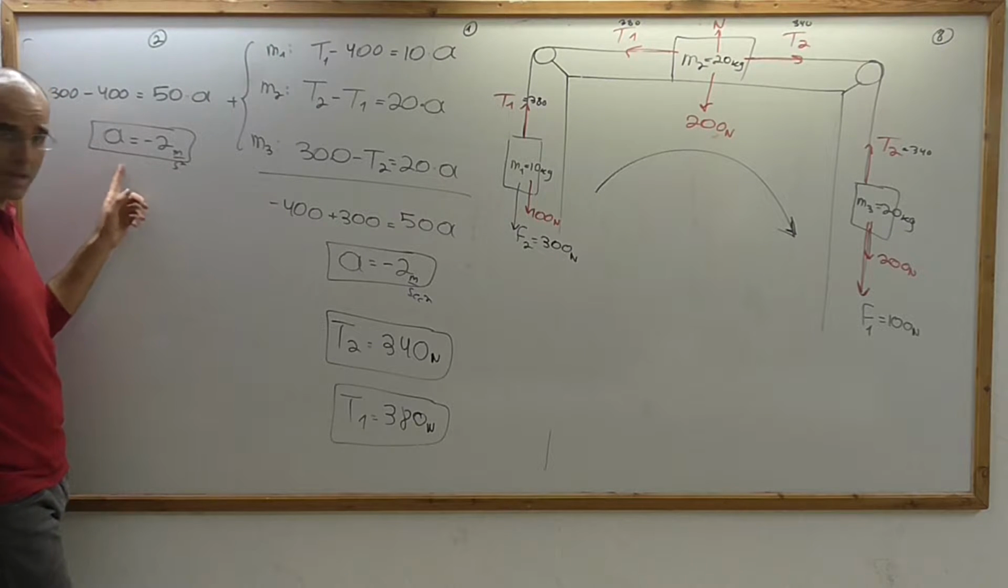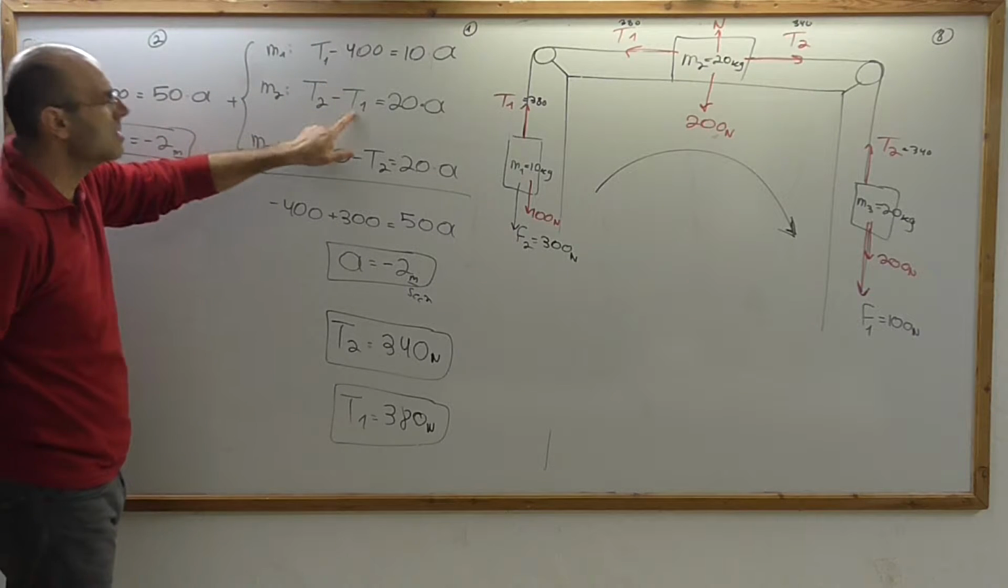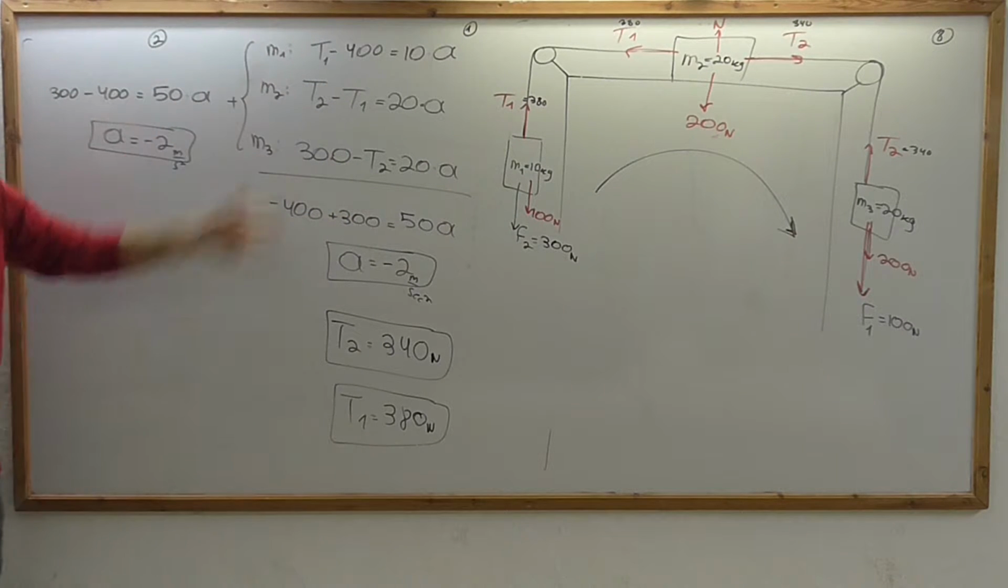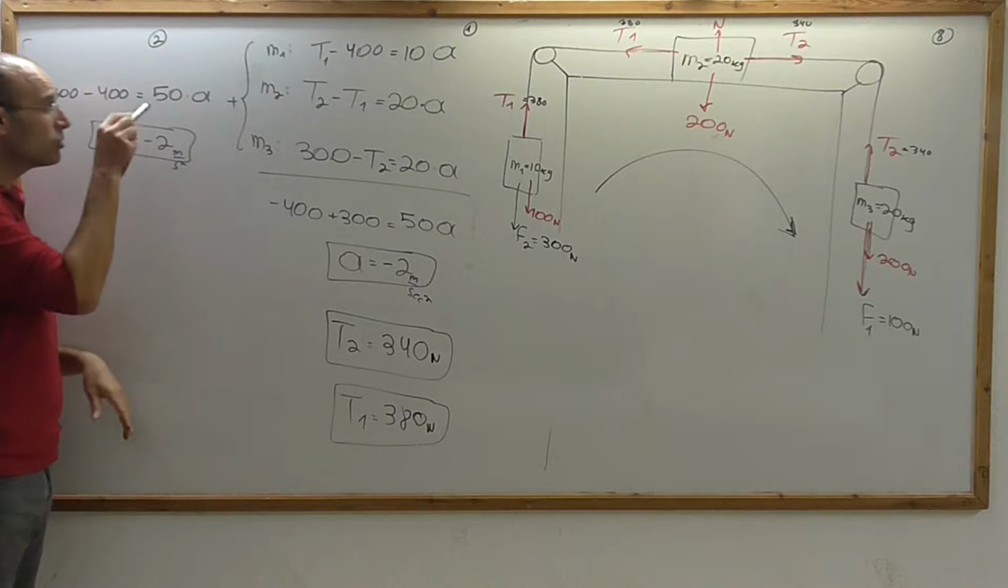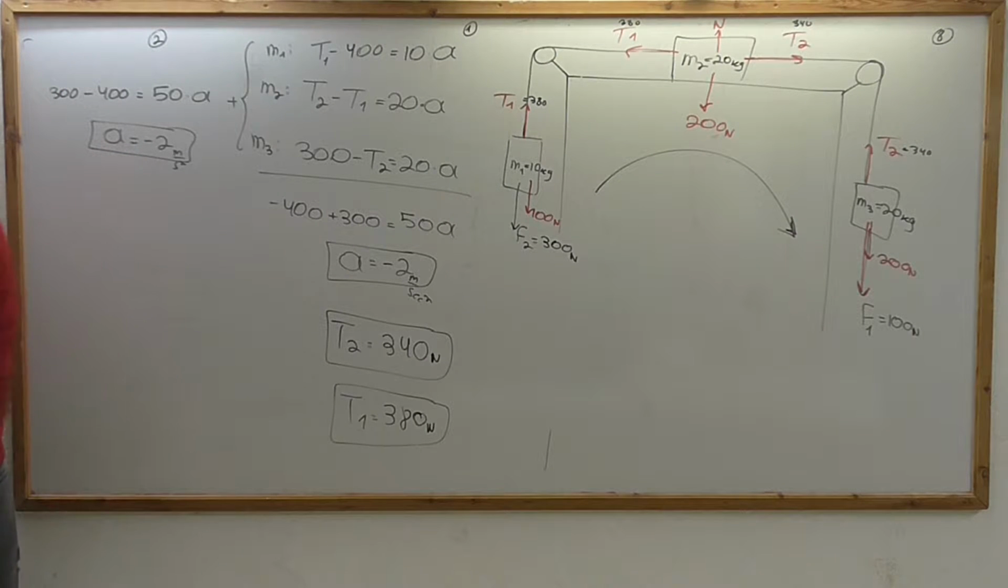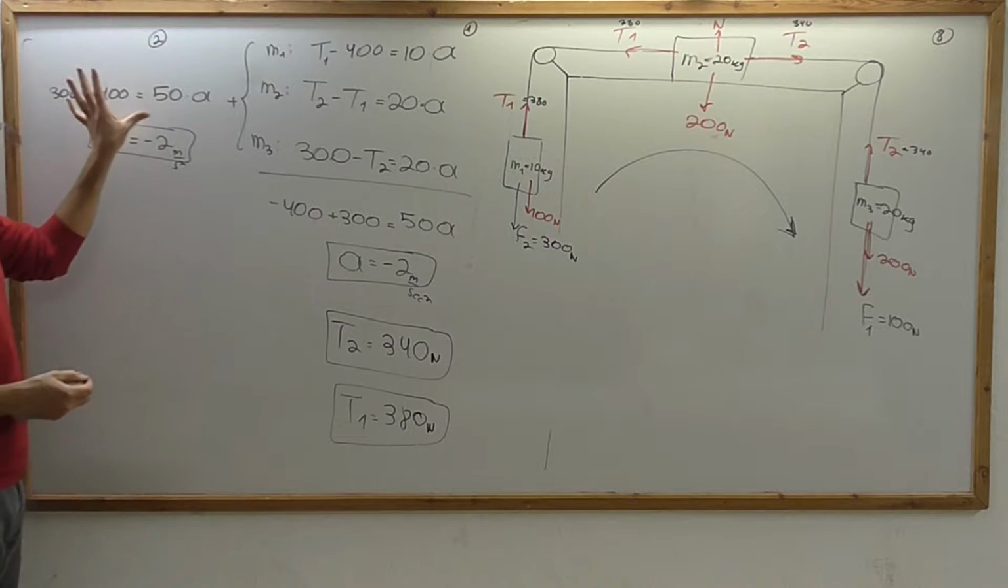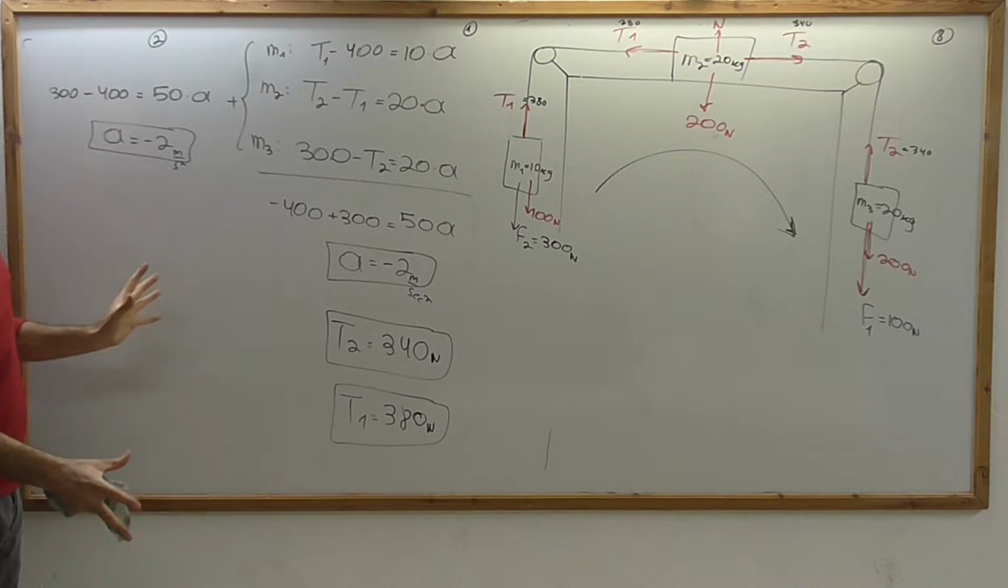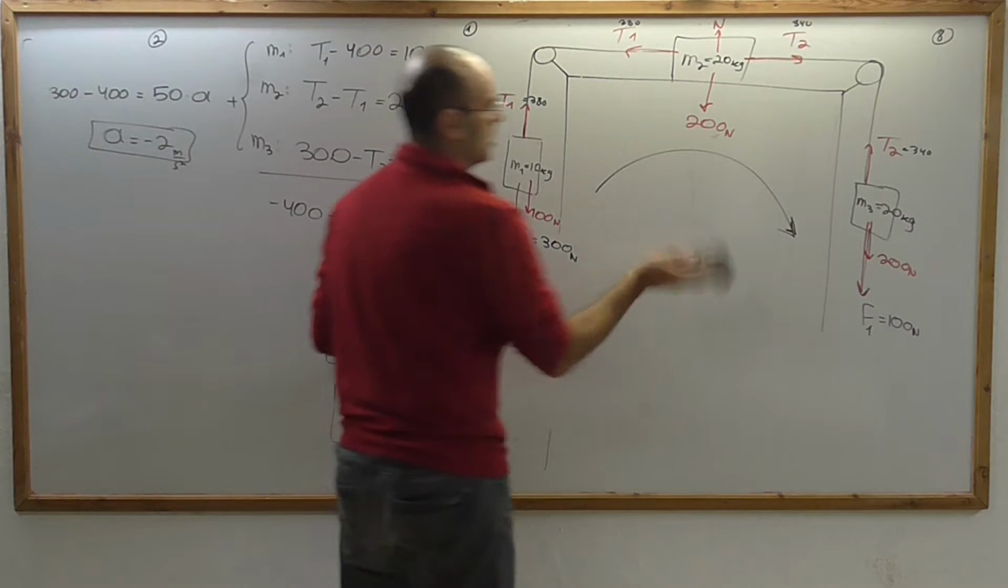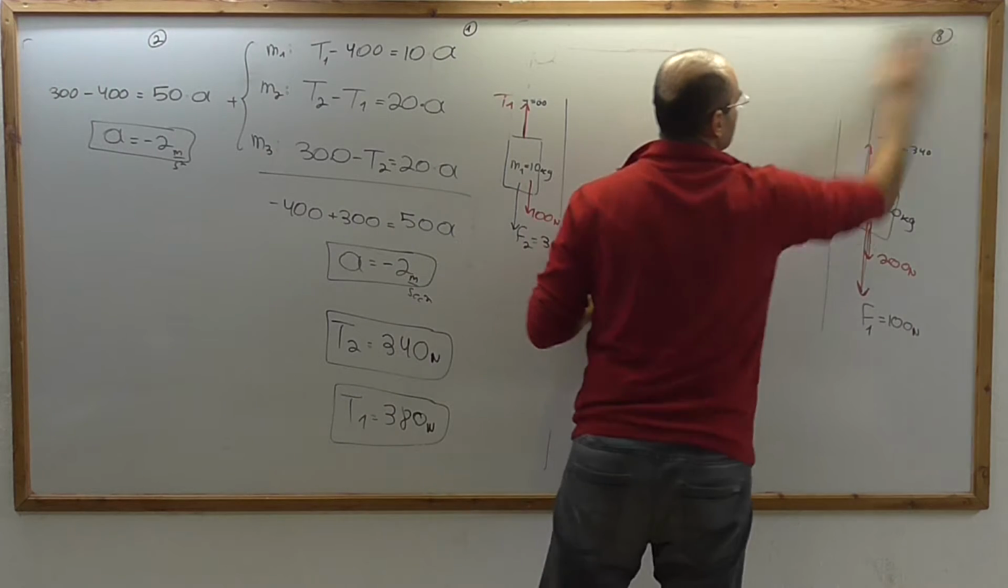The disadvantage of this method is that if I now want the tensions, I must write these equations, at least 2 of them. So it won't be enough. But it's good to know that you can look at the picture as a whole. Okay, that was 8.